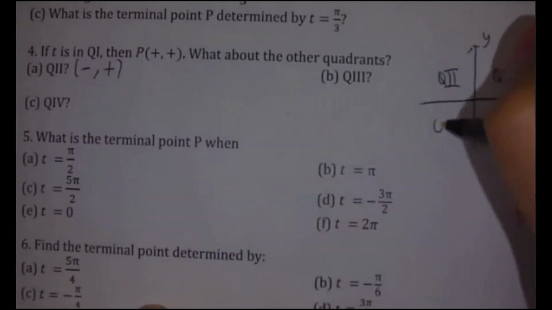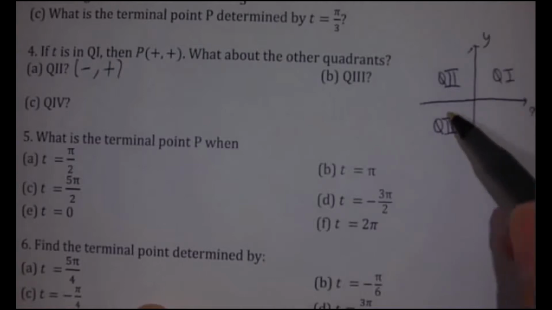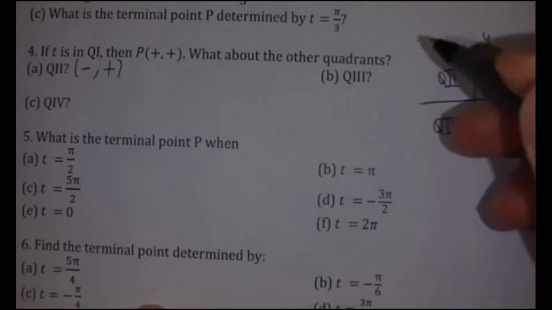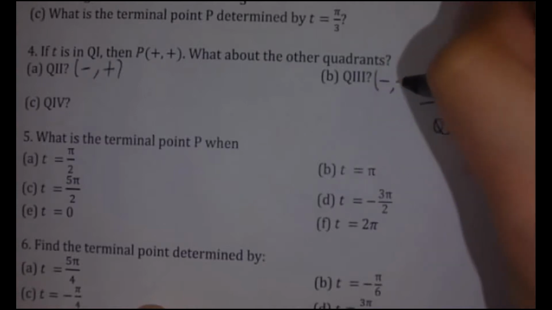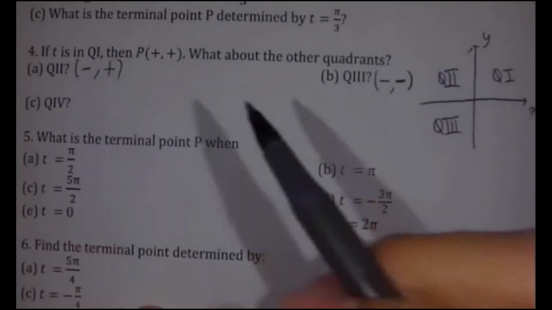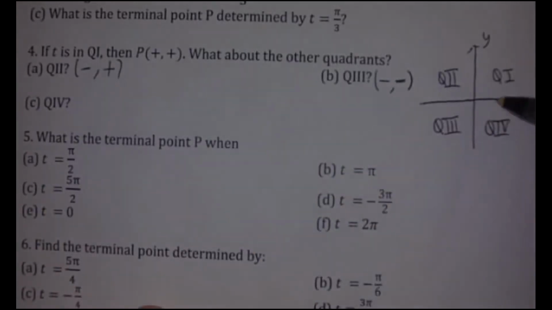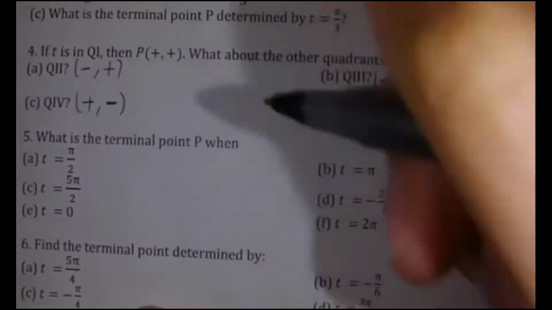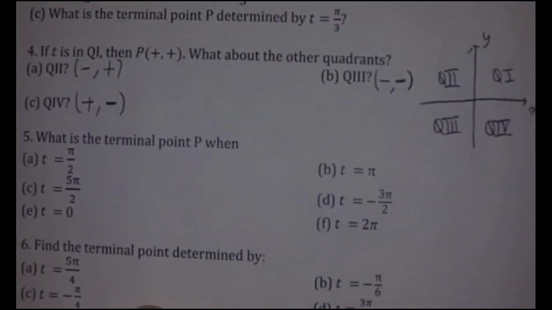For quadrant 3, we see that there's going to be negative x coordinate and negative y coordinate. Okay, so there's going to be negative, negative. Okay, quadrant 4, that's over here. That's going to be positive x coordinate because it's on this side, and then negative y coordinate. So positive, comma, negative. All right, those are your answers to part 4.